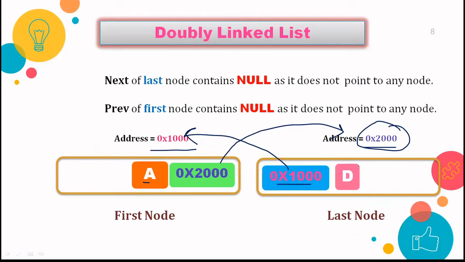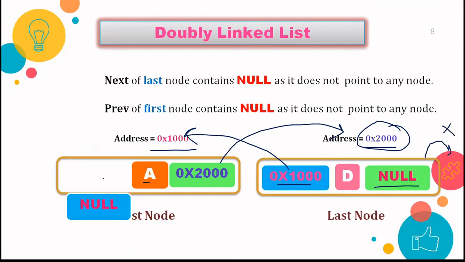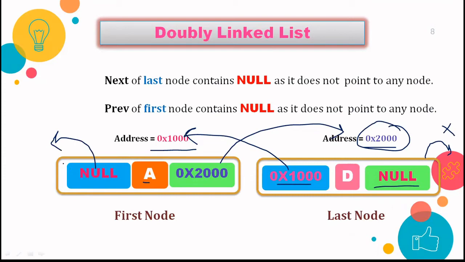You can see that. Because this is the last node, it will not be pointing anywhere, since no node is there to point. That is why it is pointing to null. And the previous of the first node, because there is no node to point to here also, will contain null. Again, there will be a start pointer or head pointer, which will store the address of the first node. In this way, we can traverse from one node to another node in a doubly linked list.